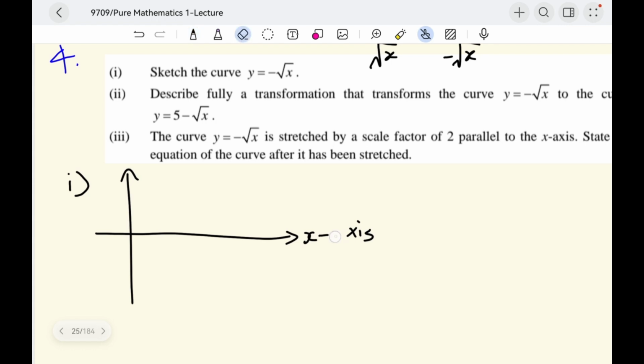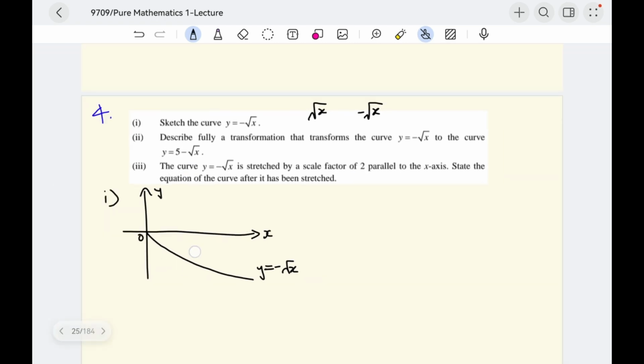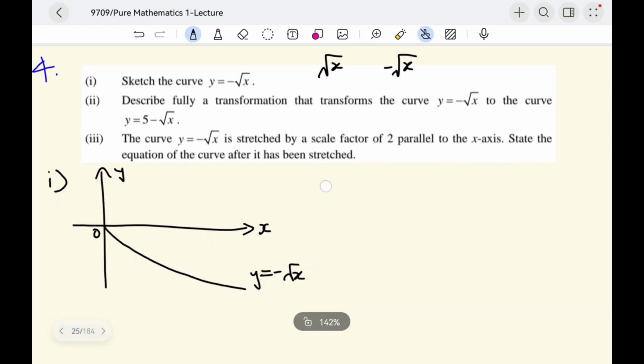Okay, reflection of this square root graph on the x-axis. So here is a center line for the reflection. Okay, so your graph should look like this. Okay, done. So let's take a look at the second part.